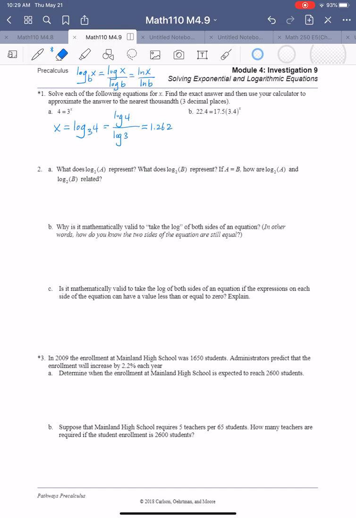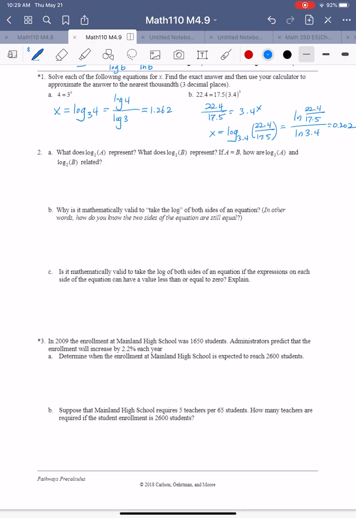All right, B, we have to solve for x. First of all, 17.5 is not the base, so you have to divide both sides by 17.5. This is 3.4 to the x power. Now you can solve for x, which is log base 3.4 of 22.4 over 17.5. But you can change it to log of 22.4 over 17.5 over ln of 3.4, and that becomes about 0.202.